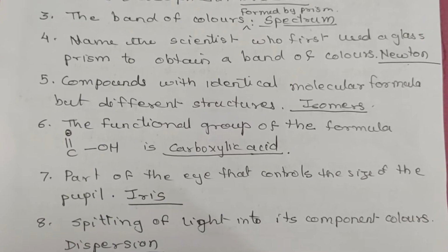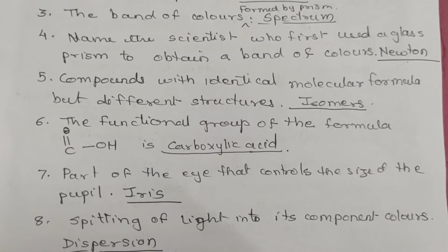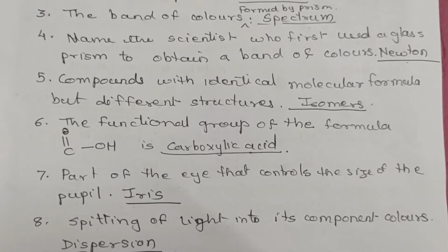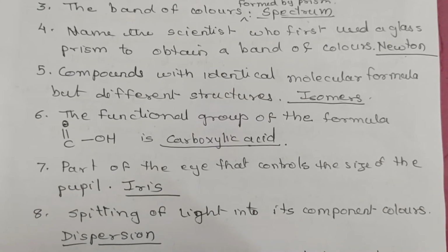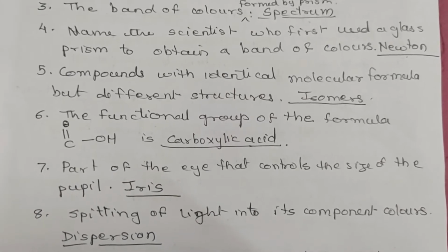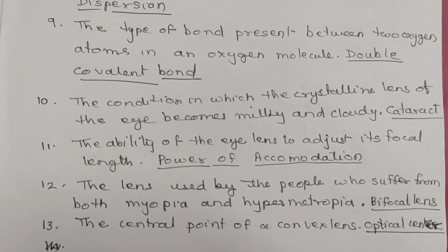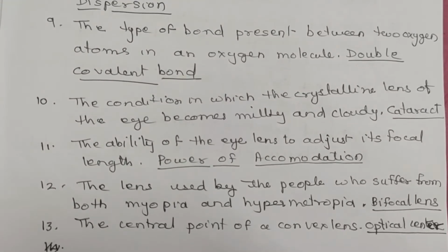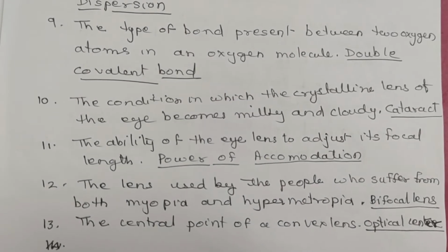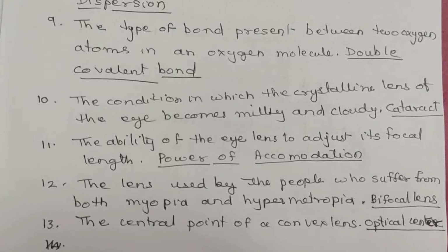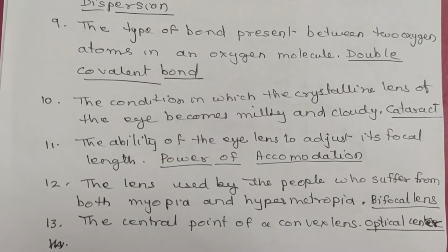The functional group of the formula COOH is carboxylic acid. Part of the eye that controls the size of the pupil is iris. Splitting of light into its component colors is dispersion. Type of bond present between two oxygen atoms in an oxygen molecule: double covalent bond. The condition in which the crystalline lens of the eye becomes milky and cloudy is cataract.